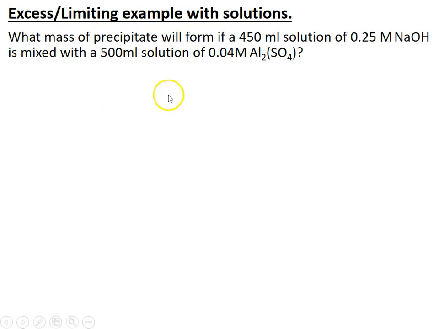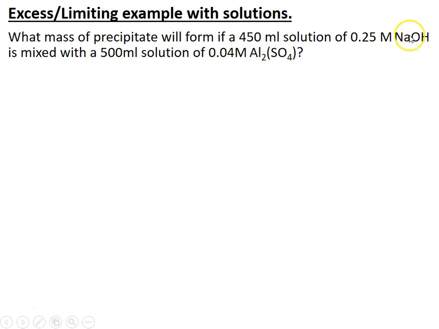Okay, this is an example of excess and limiting reagents when you're using solutions. You need to have watched the introduction videos, so I'll do this faster. What mass of precipitate will form if you've got 450 mL of sodium hydroxide solution at 0.25 moles per litre, mixed with 500 mL of 0.04 moles per litre aluminium sulfate solution?